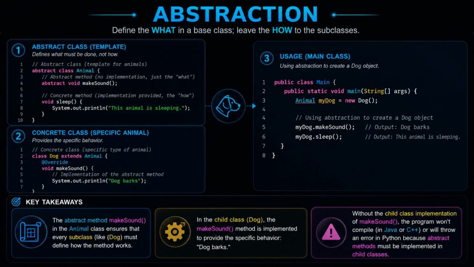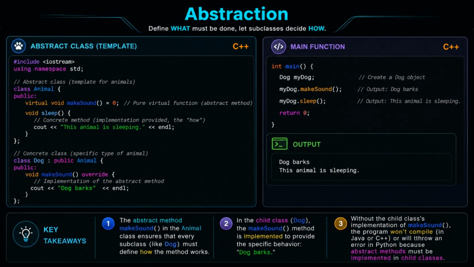Here's abstraction as actual Java code. Animal is declared abstract, with an abstract makeSound method that has no implementation at all, just the what, alongside a concrete sleep method that does have an implementation, the how. The dog subclass is required to implement makeSound itself. Without that implementation, the code simply won't compile, since Java enforces that every abstract method gets a concrete implementation somewhere down the inheritance chain.